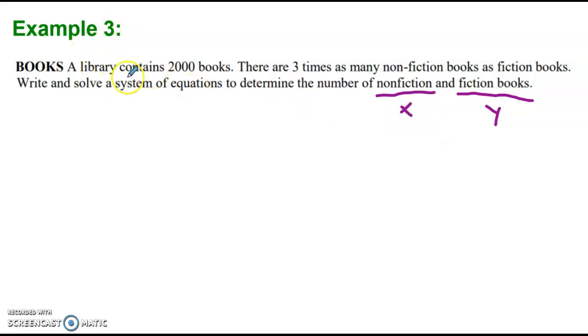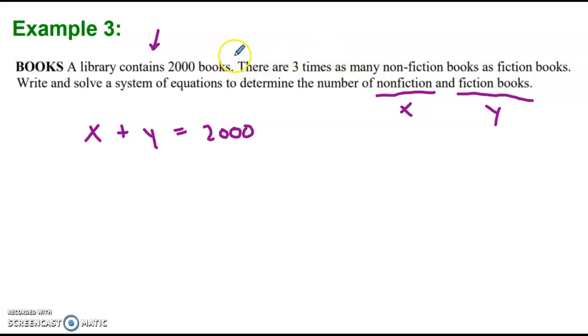Now, if you look here at the very first sentence, it tells us what one of the equations is. Because remember, this problem requires a system of equations, so we have to write two. A library contains 2,000 books. Well, x is all the nonfiction, y is all the fiction, so the sum must be 2,000. X plus y equals 2,000 books. Now, this next one is a little trickier to write. It says there are 3 times as many nonfiction books as fiction books.